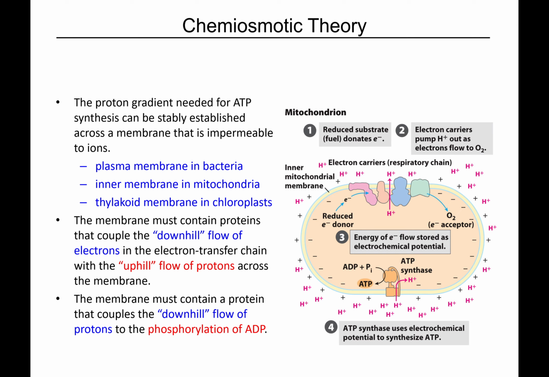So as we move electrons from either NADH or FADH2 to oxygen, we are producing energy. It's spontaneous to move these electrons to oxygen. That energy that was stored in NADH or FADH2 is released, and that's what drives the pumping of protons against this energy gradient, against this chemical gradient. Okay? And it's that chemical gradient then that is used to power the synthesis of ATP.